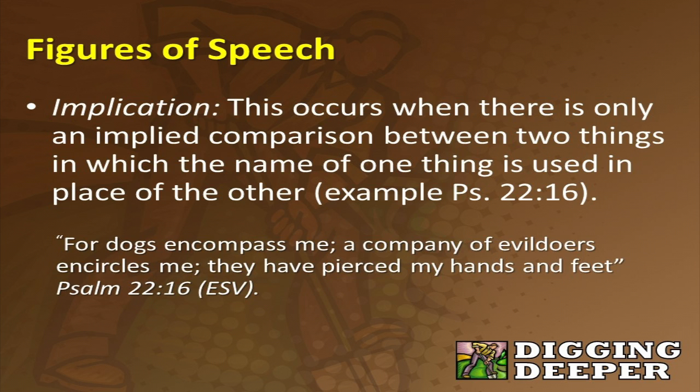Our next type of figure of speech is implication. The implication occurs when there's only an implied comparison between two things in which the name of one thing is used in place of the other. So, for example, Psalm 22:16. For dogs encompass me, a company of evildoers encircle me. They have pierced my hands and feet.